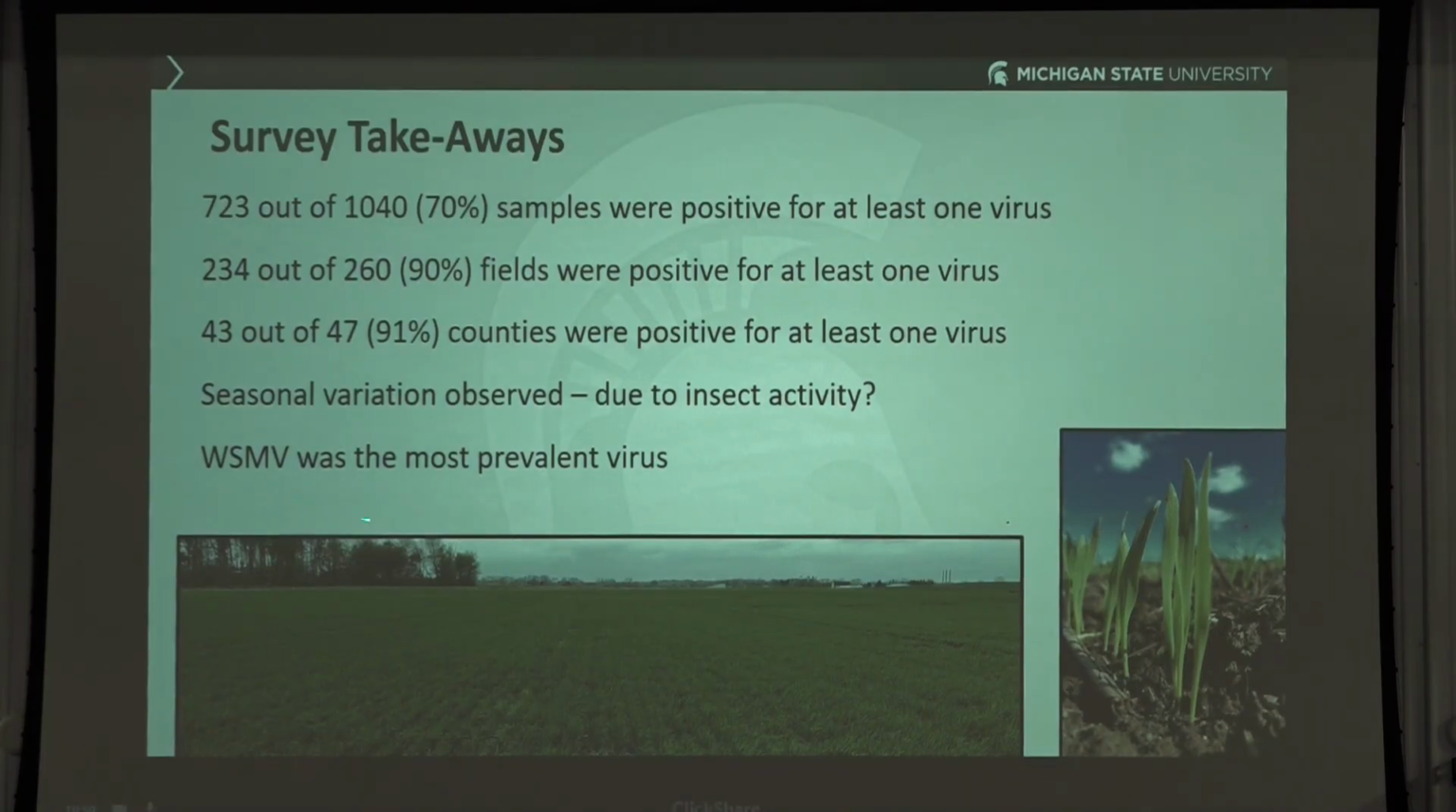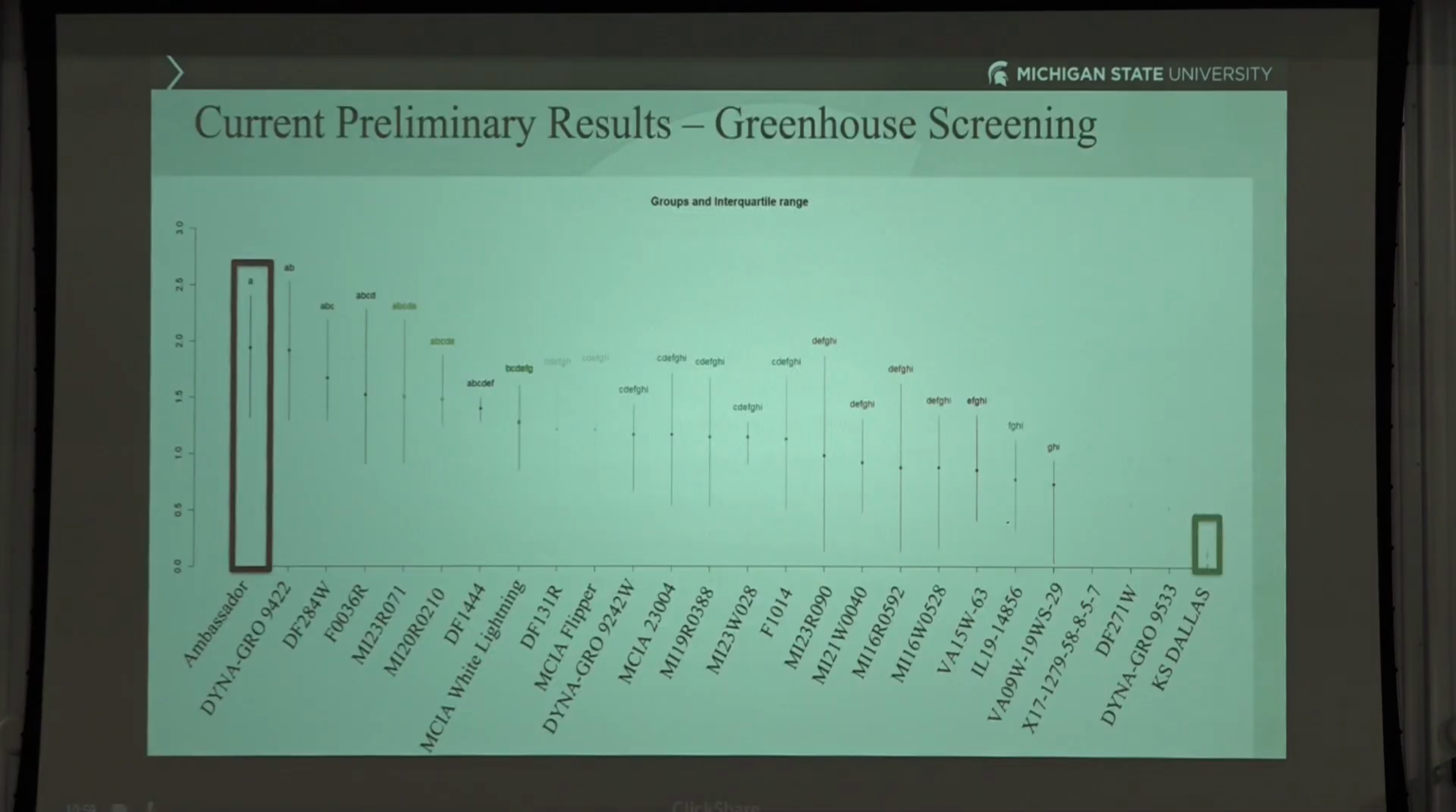Wheat streak mosaic virus was the most prevalent virus that we found out and about the state. And so that's led us to do some follow-up work with that particular virus. On campus, we've also set up some field trials where we're screening a whole bunch of different varieties for their susceptibility to this virus.